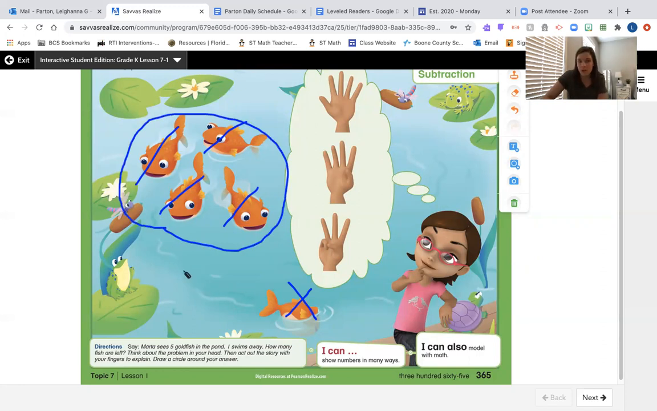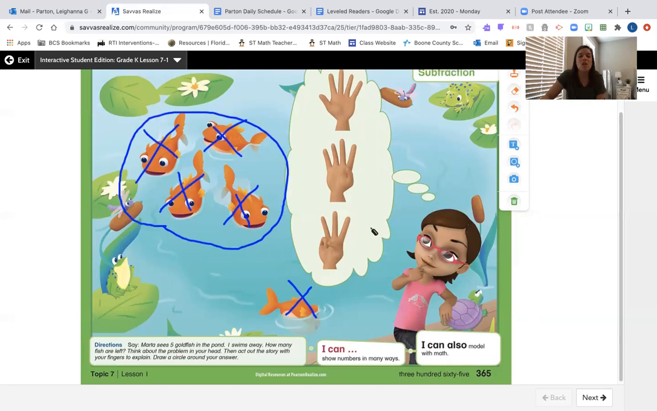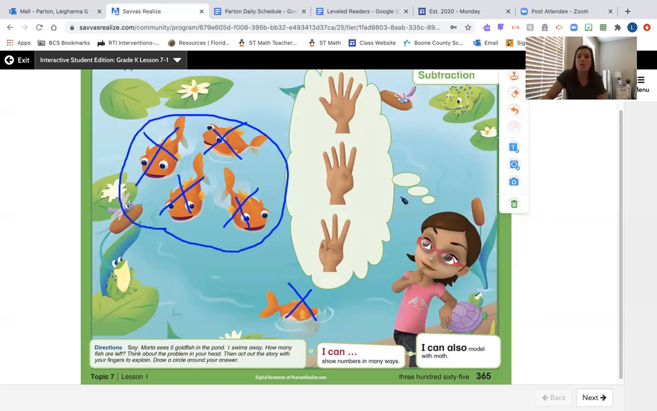Let's count how many are inside of there. 1, 2, 3, 4. So if there are 5 fish in the pond, 1 swims away, how many are left over? 1. Very good. So, I'm sorry, 4 left over. Very good. So we're going to circle the fingers that show 4.